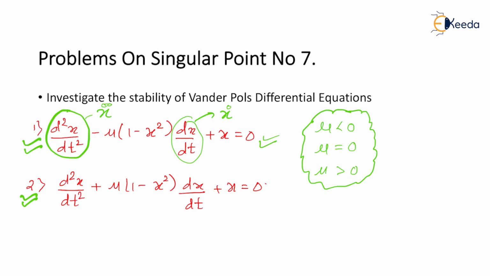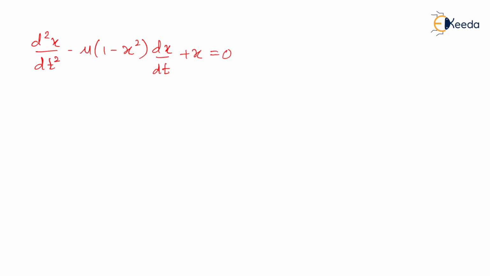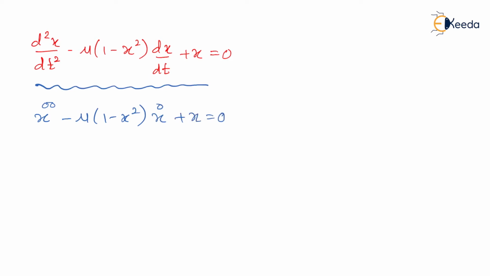Let us try the problem now. So the problem is d square x upon dt square minus mu, the whole with 1 minus x square, the whole with dx by dt plus x. As I said, I will turn this expression into the format of x dots. So this becomes x double dot minus mu, with 1 minus x square the whole, into x dot plus x is equated to 0.